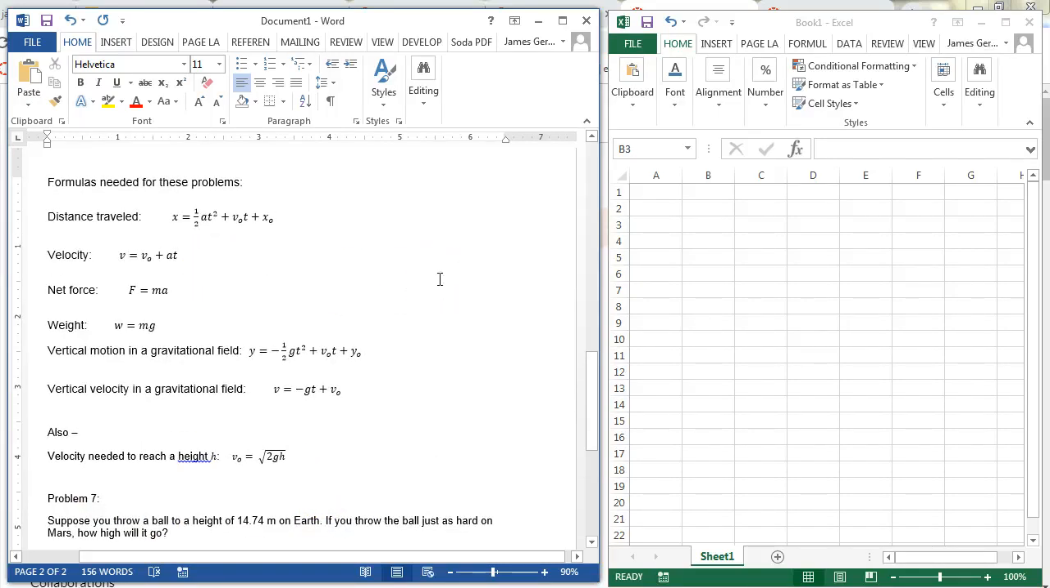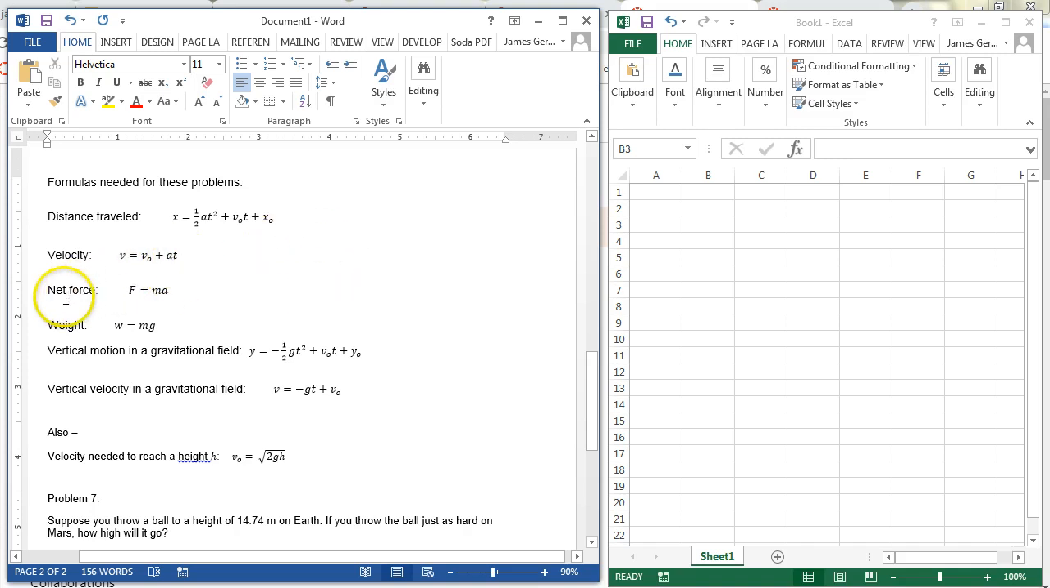First, let's start by reviewing the equations that we have to deal with. Distance traveled along a horizontal direction: we have the distance x, the acceleration a, the time t squared, plus the initial velocity in the x direction v naught, and the time, and the initial position x naught. And as we talked about before, usually x naught is going to end up being 0. And then velocity is v naught plus at, initial velocity plus acceleration times time.